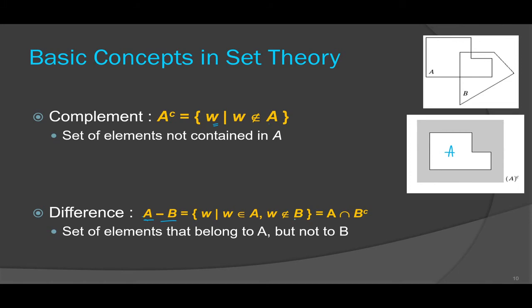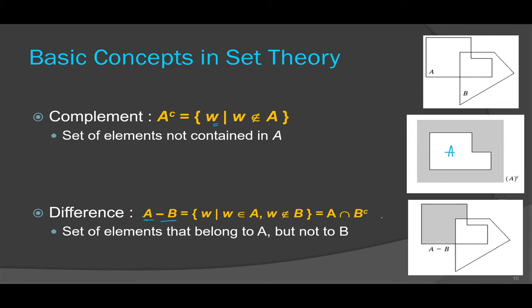What is A minus B? It is the difference: the set of elements that belong to set A but not to set B. It can also be represented as A intersection B complement. So let us see diagrammatically what the difference operation is.